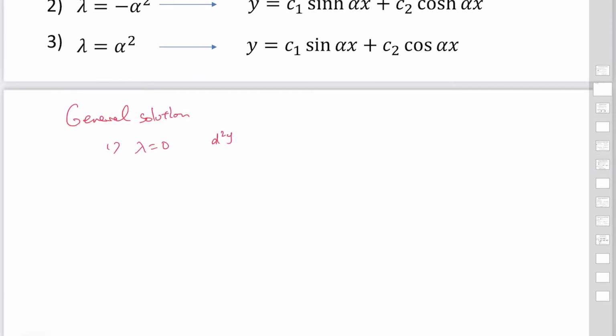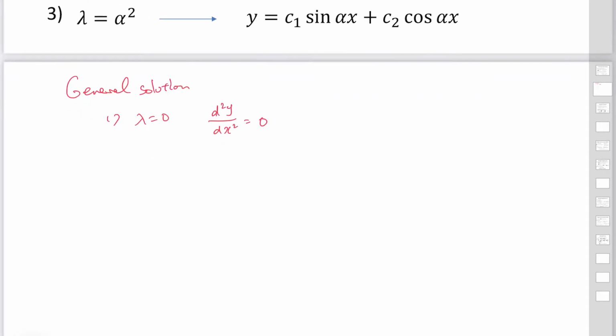The second derivative of y with respect to x equals 0. So if you integrate one time, dy/dx is a constant value, c sub 2. If you integrate one more time, y is given by c sub 1 plus c sub 2 x. So this is the general solution when lambda equals 0.